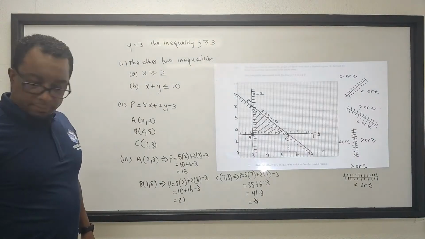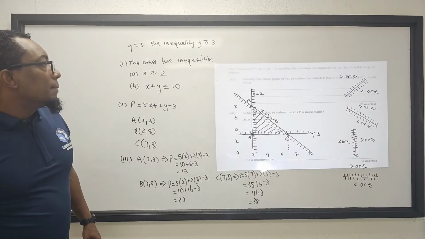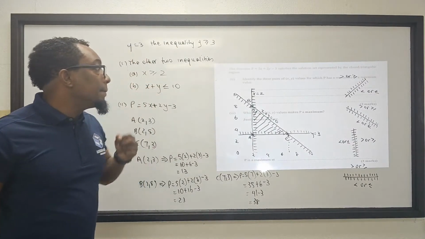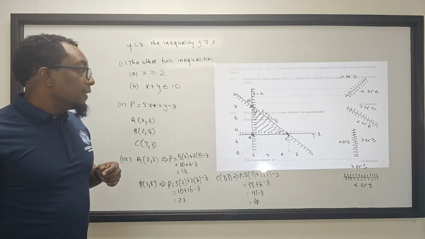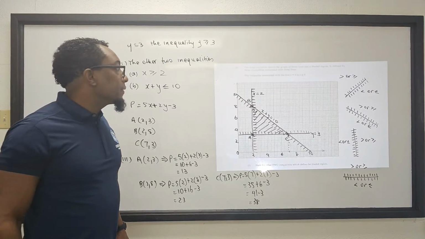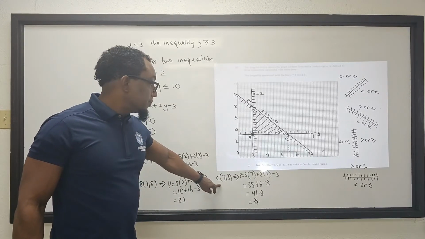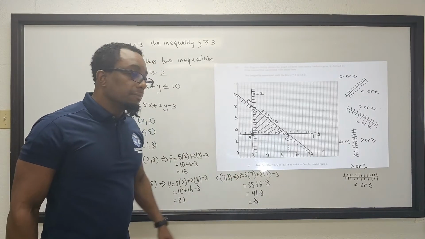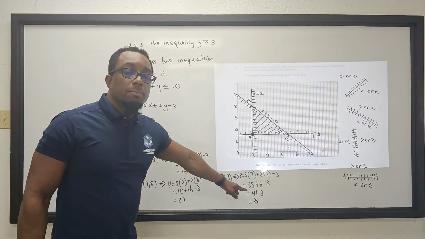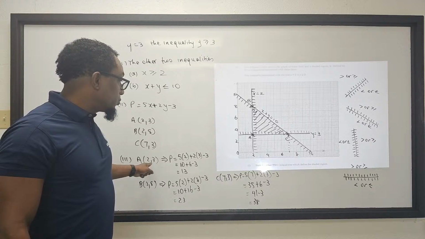Alright? So, when they ask which pair of x and y values make P a maximum, the pair of values which makes P a maximum will be C, which is 7, 3. Because when x is 7 and y is 3, we got a maximum of 38, compared to B 2, 8 and A 2, 3.